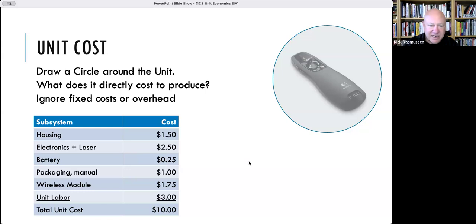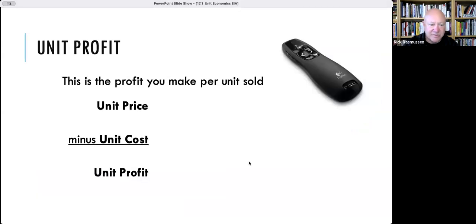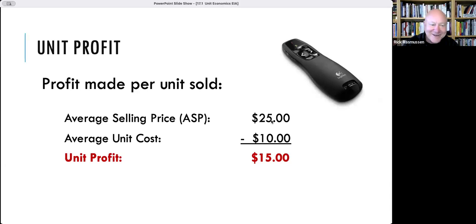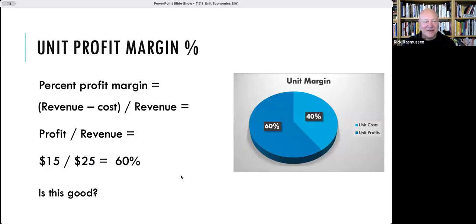And so my unit economics fall out pretty fast. Unit price, unit cost, unit profit of 15. And then you can calculate a unit margin, which is the profit divided by the revenue, 60%. You will now have a benchmark for how well your product or service functions overall. In this case, 60% margin for my hardware product.